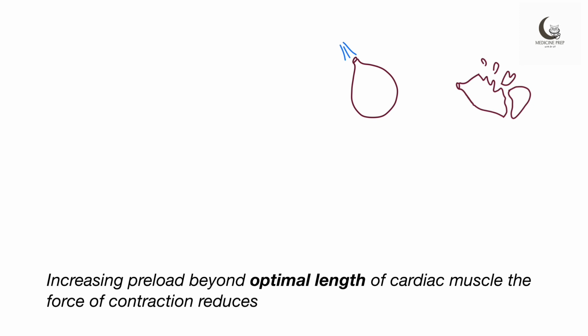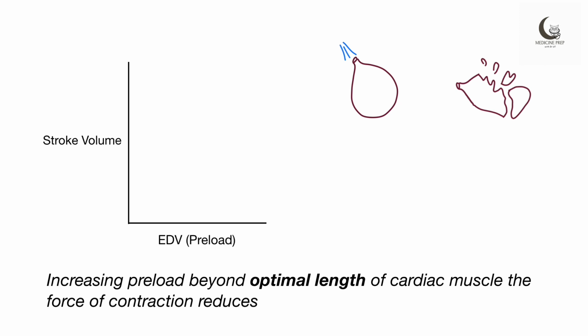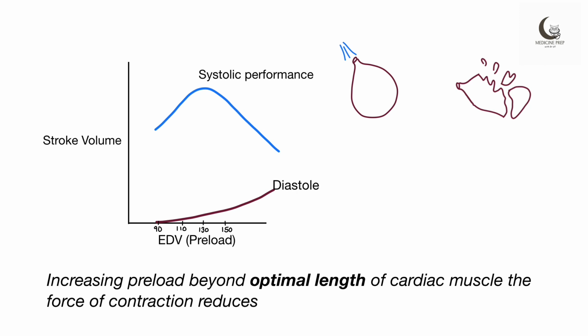So let's visualize and plot this in a graph. We have our stroke volume on the y-axis and our preload on the x-axis. And here are our systolic performance and the diastolic curves. Now if we drop a line perpendicularly from the peak systolic performance, this length here is the optimal length or the optimum end diastolic volume for maximum systolic performance.